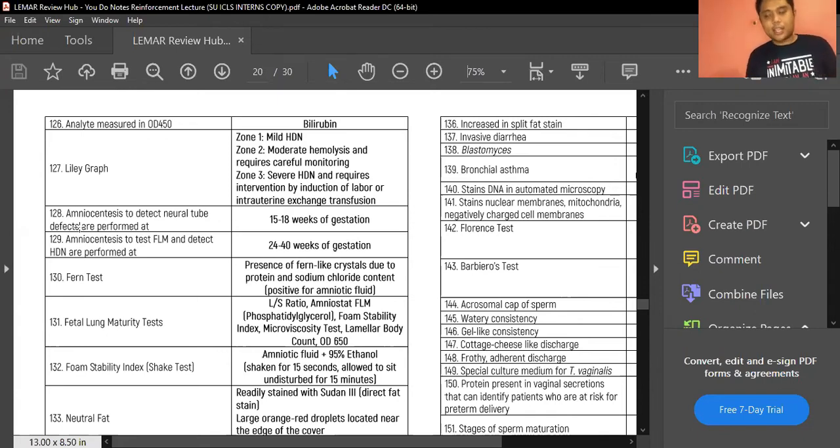Mga different zones. Take note, okay, basta ni-describe na. Moderate hemolysis requires close monitoring. What is this zone in the Lively graph? Press the buzzer, you have zone 2.